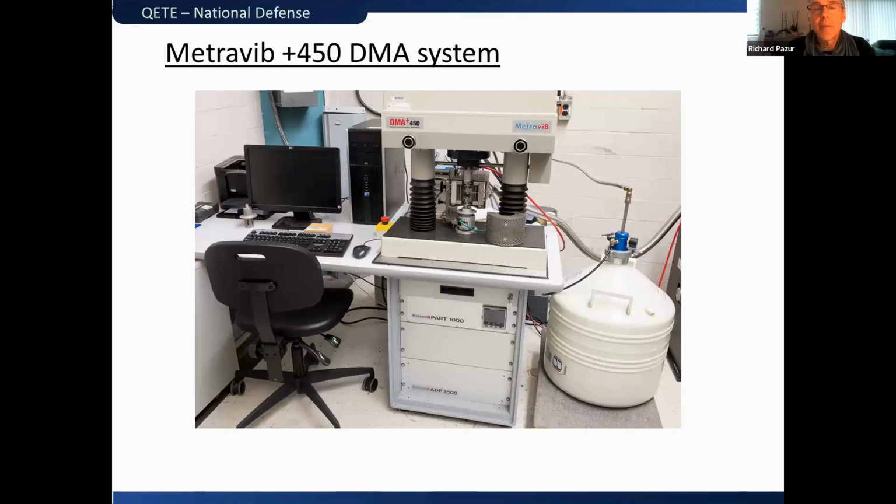So we have within the D&D, National Defense, a Metravib 450 DMA system. Here's a picture of it. For this picture, I had it all cleaned up around because we had samples all over the place and everything. So I wanted a really nice clean picture for this presentation. Of course, all computer operated. You can see in the middle here where the sample goes. We have a heater here, and we can use liquid nitrogen to cool down, to do temperature sweeps. As well, we do have a cooling system that we can go down to -70 without using liquid nitrogen, which also makes things a lot easier when we're testing samples.